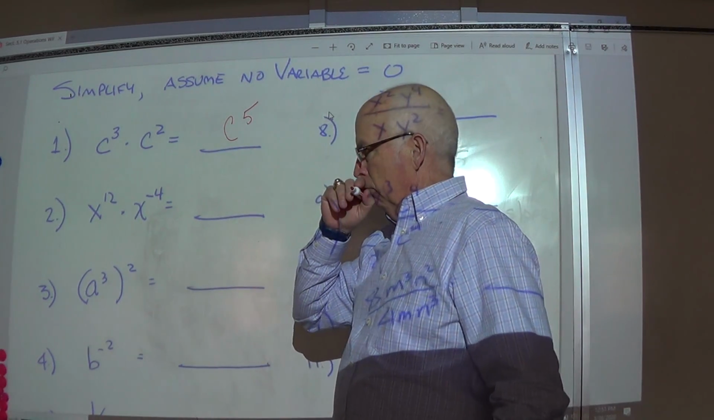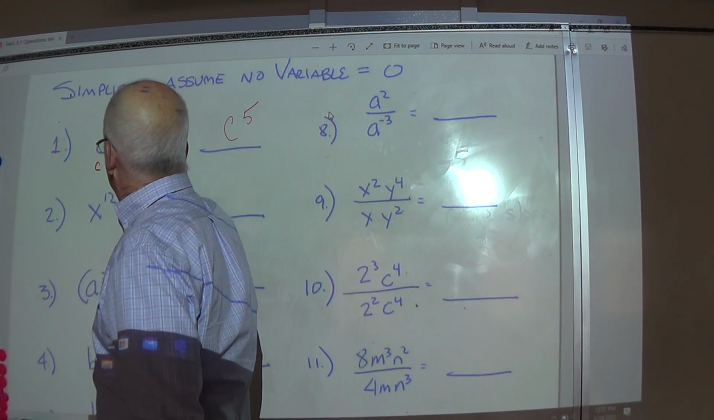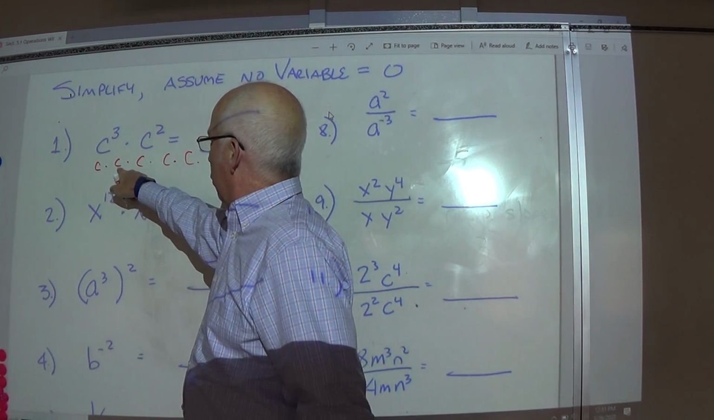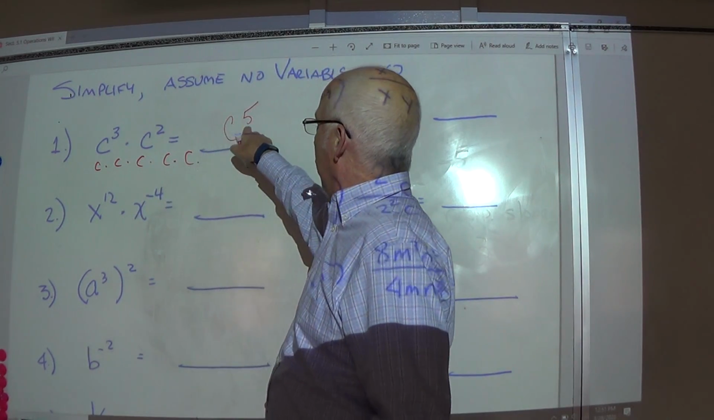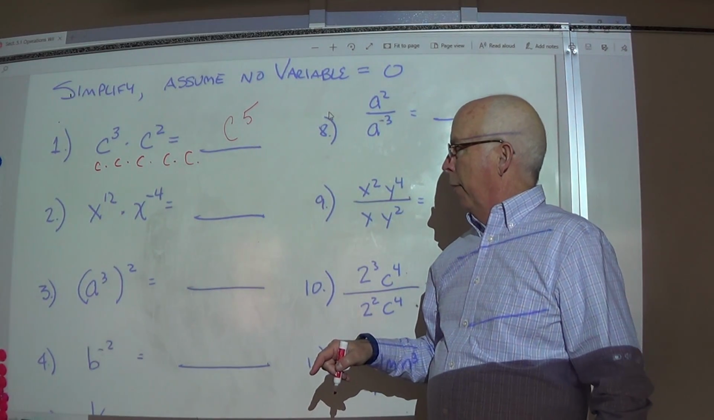And if you think of it, C cubed is C times C times C, and C squared is just C times C. So you've got squared, cubed, to the fourth and to the fifth, with the final answer being C to the fifth. All right?